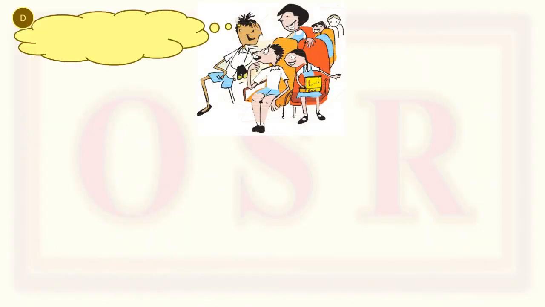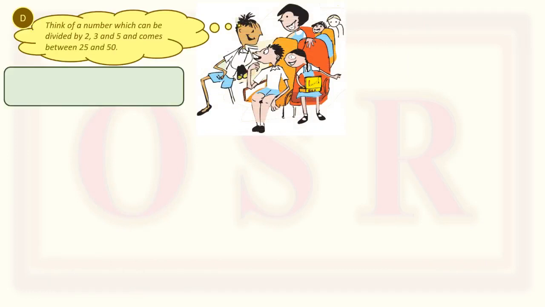Puzzles continue. Next puzzle. Think of a number which can be divided by 2, 3 and 5 and comes between 25 and 50. Any idea how to approach? Okay. Between 25 and 50, numbers divisible by 5 are 30, 35, 40 and 45 only. Out of these, only 30 is divisible by both 2 and 3.